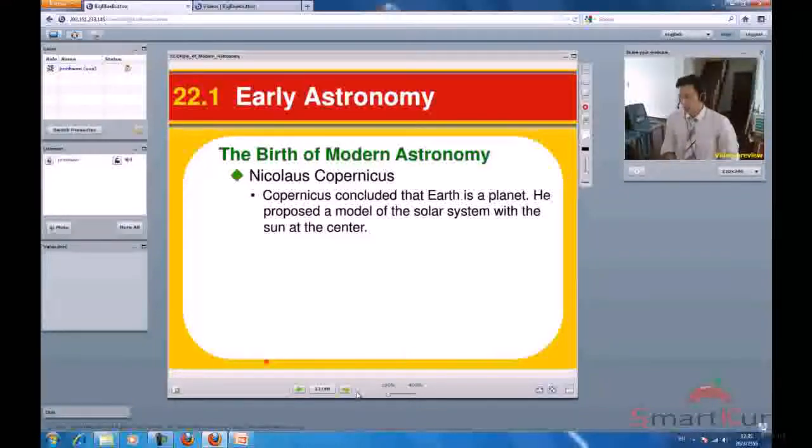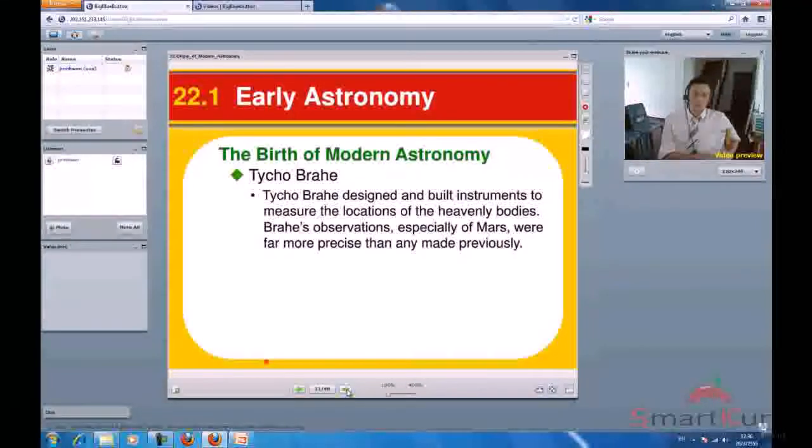So let's go back now to slide 11 and continue where we were. Well, here we go, on 12. Nicholas Copernicus. He was an Italian living in the early 1500s, so about 500 years ago. Copernicus concluded that the Earth is a planet, and he proposed a model of the solar system with the Sun at the center. So it was Copernicus who proposed a model like the heliocentric model that we saw earlier in the presentation.